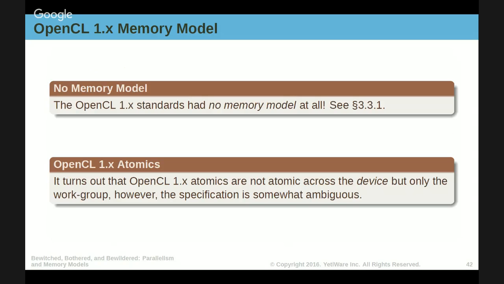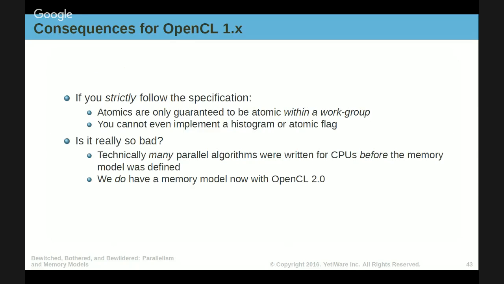So stay tuned and I'll probably write up a blog or an article about what that actually means, what's going on. The consequences are, for 1.x, that if you strictly follow the spec, your atomic increment, if you're just implementing a histogram, is not even guaranteed to work, okay? And you follow the spec, okay? This is because, again, there is no memory model.